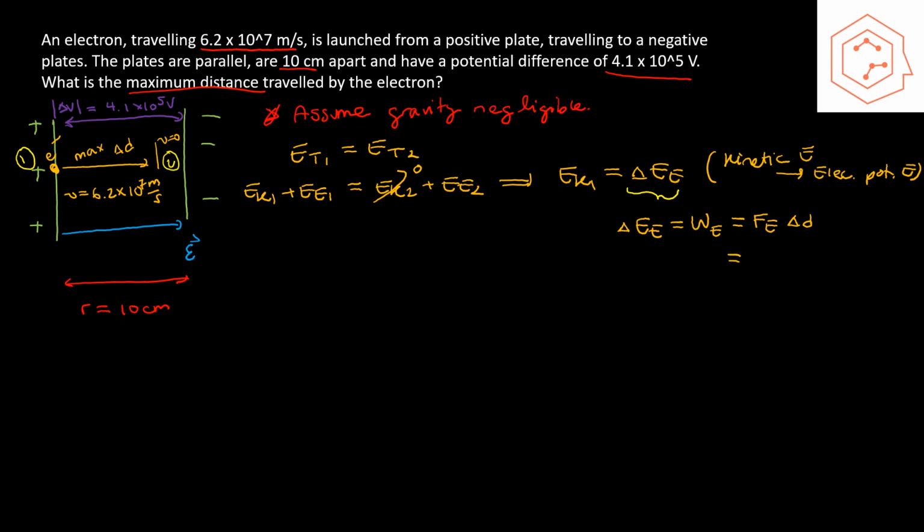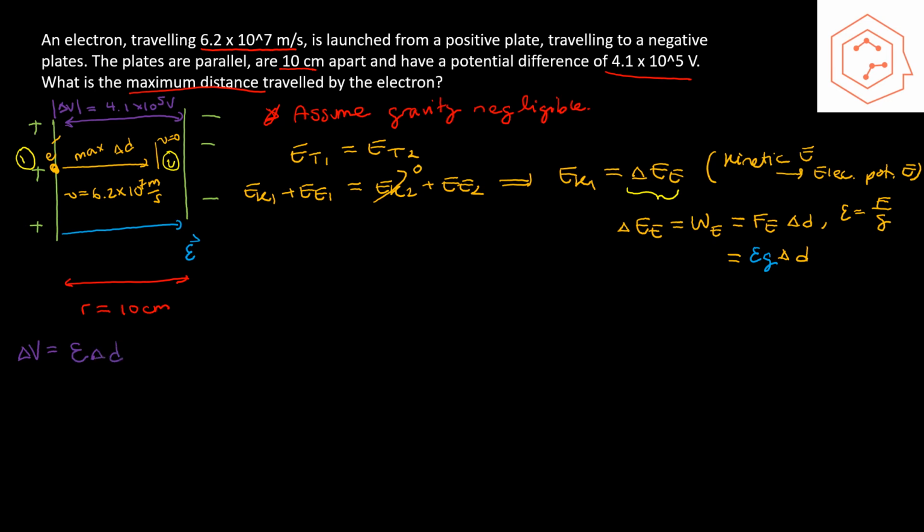They're constant everywhere. We know that the electrical field is equal to F divided by Q, and so F is equal to Q times the electrical field. So EQ delta D. We still don't know what E is, but we saw previously that delta V is equal to E times delta D.